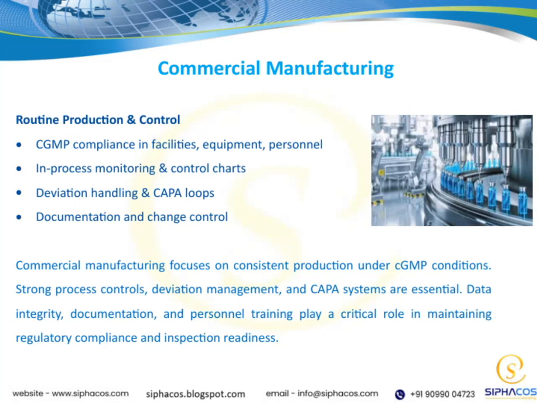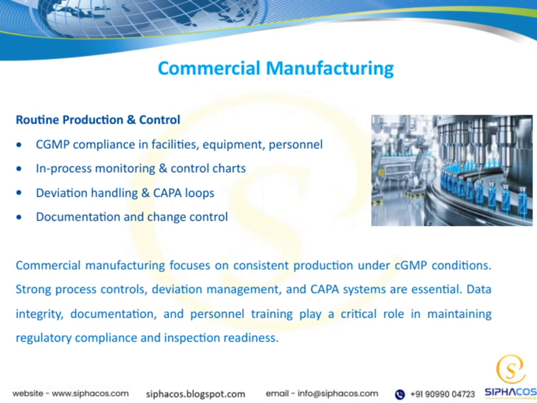This stage is all about ensuring that we produce products consistently and reliably under current good manufacturing practice, or CGMP, conditions. It's critical to have strong process controls in place, things like monitoring equipment, procedures, and personnel to make sure everything runs smoothly. In-process monitoring and control charts are essential tools. They help us keep an eye on the process in real time and catch any deviations early on. Speaking of deviations, handling them promptly and effectively is vital, and that's where CAPA, or corrective and preventive actions, come into play. They help us investigate issues thoroughly and prevent recurrence.